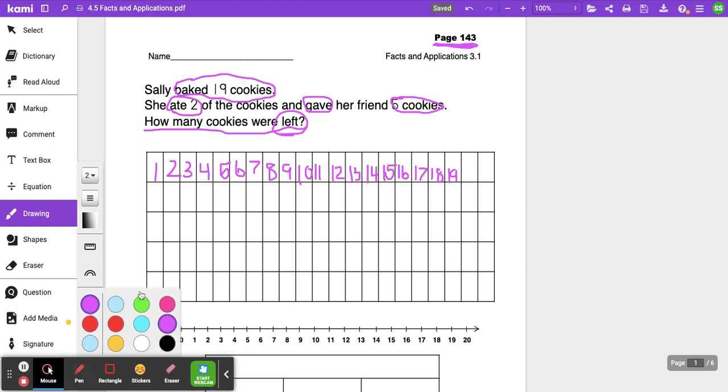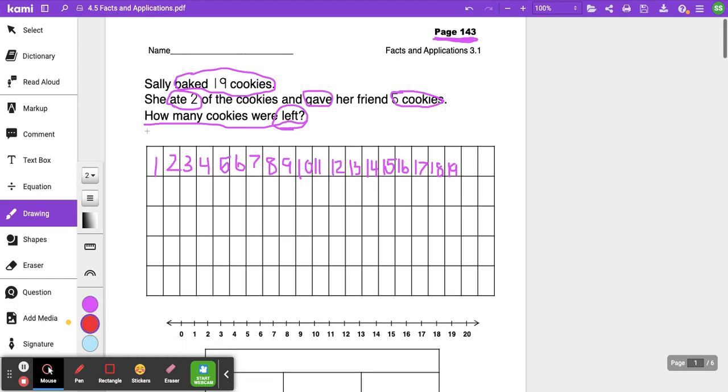There we have it. The 19 cookies that Sally baked. 19. That's what we started with. And then what happened? She ate 2. So we're going to say 1, 2. These are the 2 cookies that Sally ate. Next, she gave her friend 5. 1, 2, 3, 4, 5. This is the next part. These are the 5 cookies that Sally gave to her friend.